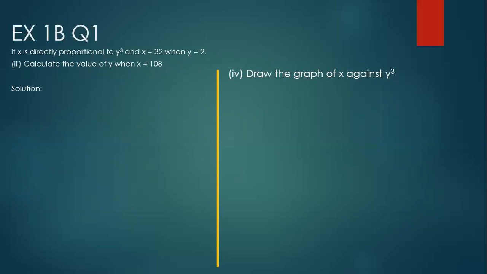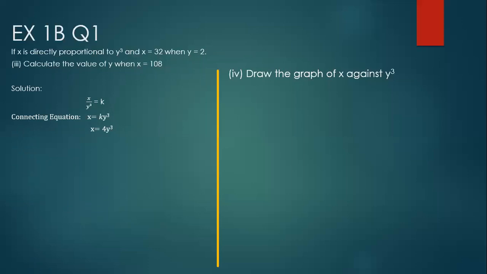If x is directly proportional to y cube, x is 32, y is 2, find the value of y when x is 108. Remember, this time we have to change the connecting equation with respect to the previous equation. So we know that x is directly proportional to y cube, so we can write it as x upon y cube is equal to k. That's the first connecting equation. We are going to replace k as 4 from the previous connecting equation.